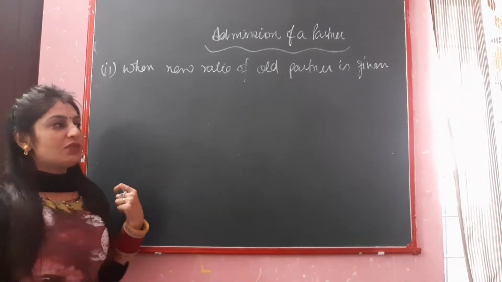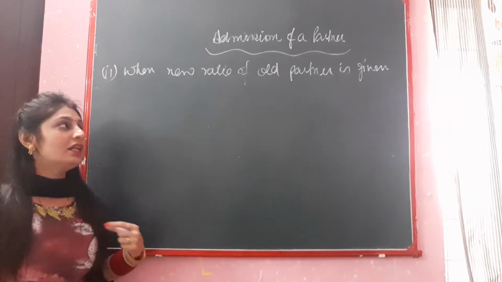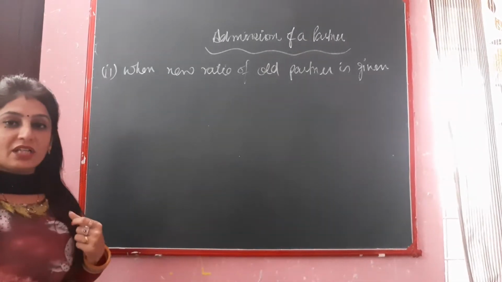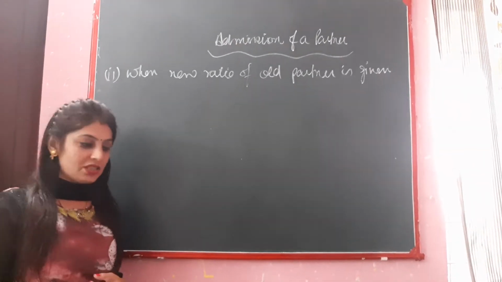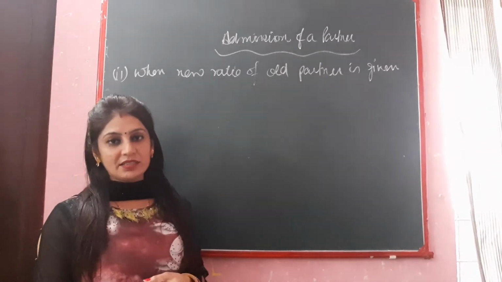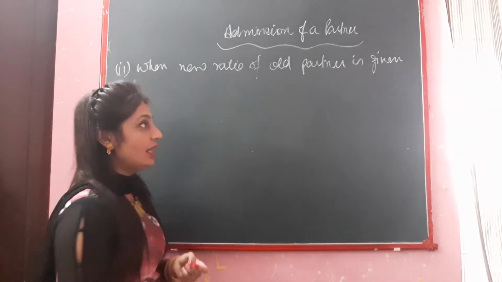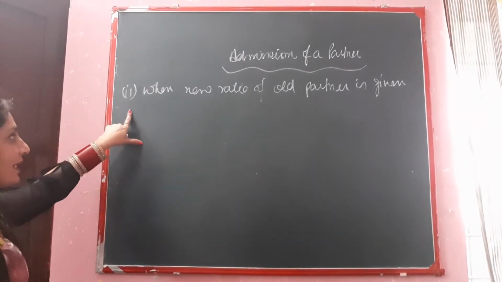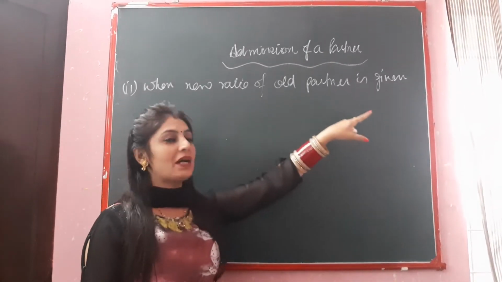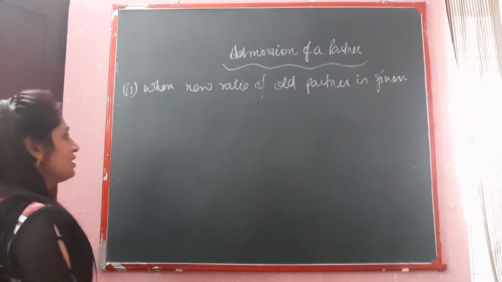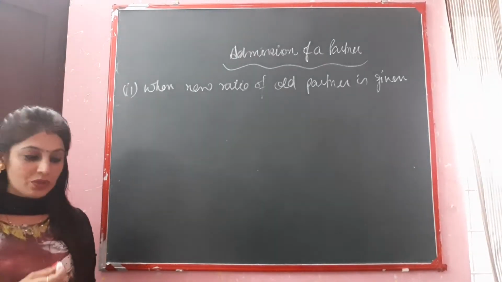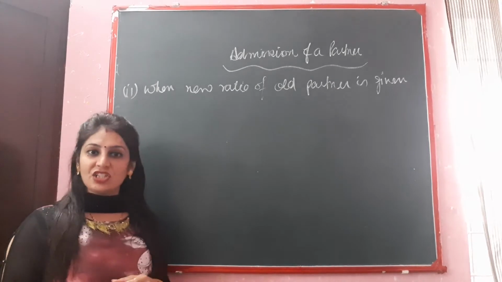Okay. So earlier we have done the first case when new profit sharing ratio or sacrificing ratio is not given in the question, and new partner is getting his share from the old partners in old profit sharing ratio, right? Now we are going to discuss the second case when new ratio of old partner is given, right? So in this case, what we have to do? We'll deduct new partner share from 1.